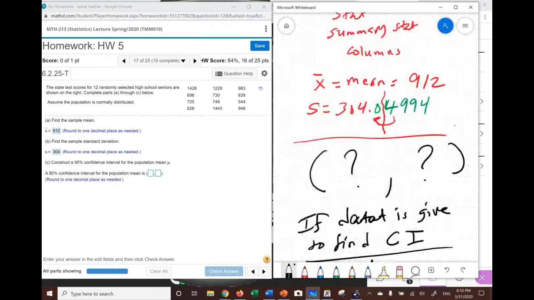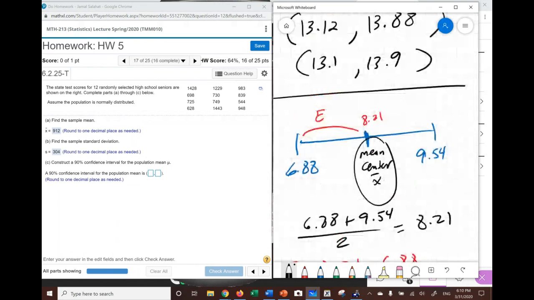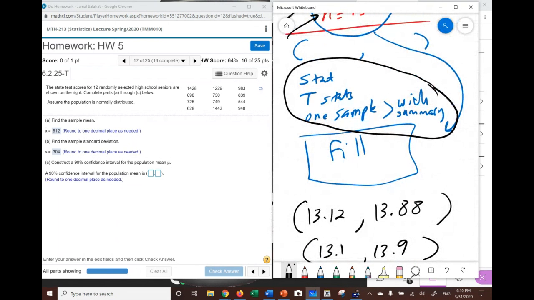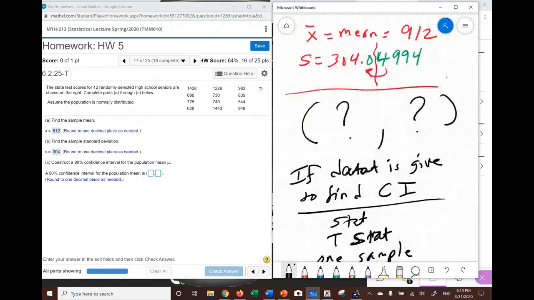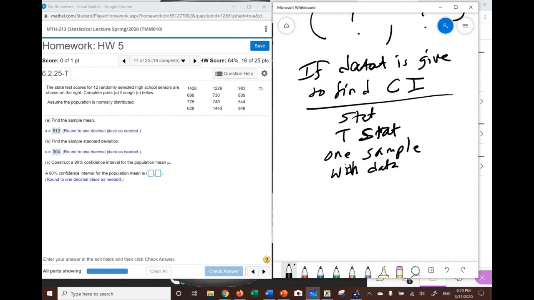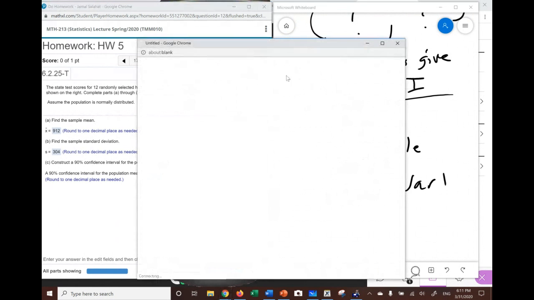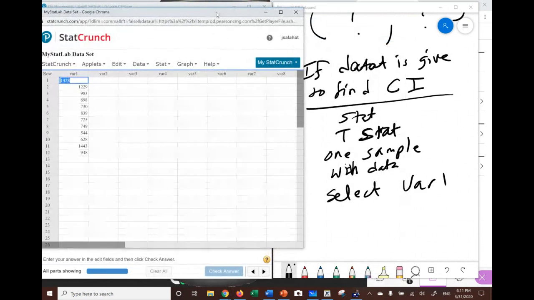Remember in the previous problem, we went to with summary because the summary was given. In this problem, I can skip that and go to with data. Then I can select the column that has the data, which is variable 1. Again, I did that earlier. I opened the data into StatCrunch. So this is my data.